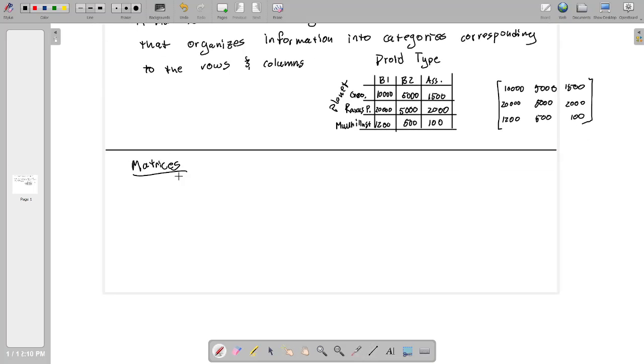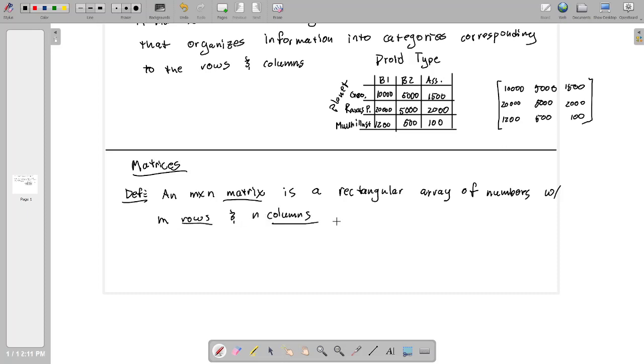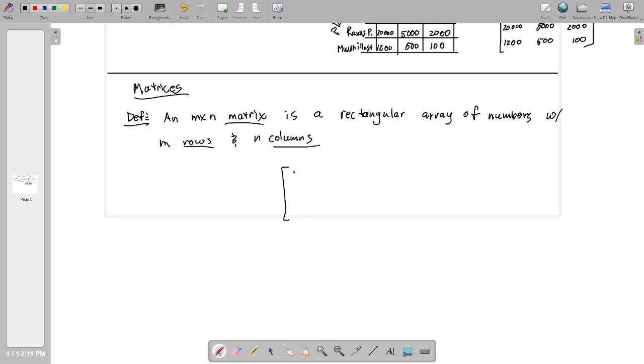Matrices. Definition. An m by n matrix is a rectangular array of numbers with m rows and n columns. We have a11, a12, all the way up to the last column, which is going to be the nth column, a sub 1n, a21, a22, again all the way up to the nth column, so a2n, and we repeat this down to a sub m, the mth row, which would be the last row. So a sub m1, a sub m2, all the way up to a sub mn.